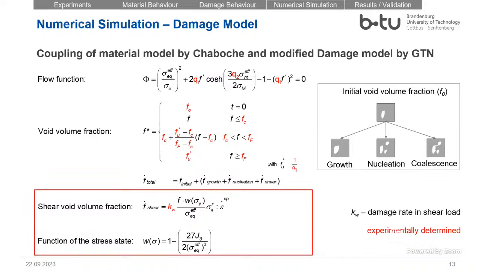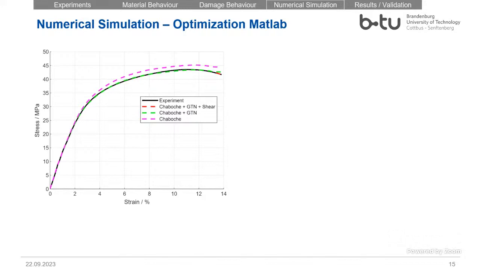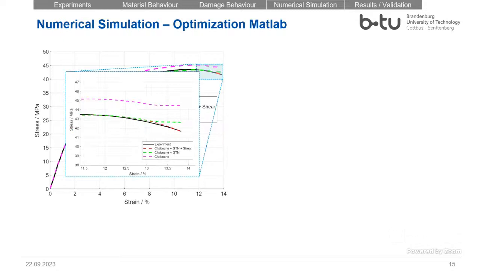Now the question was, how do the results look when we use all of this, because we have to determine all the parameters of both models. We started with the optimization first in MATLAB, and you can see the experiments, the black line, then the normal Chaboche model without any damage model, coupled with Gurson-Tvergaard-Needleman, and coupled with the shear model. When we focus on the end of the experiment, you can see that with the shear model we have a better agreement at the ending, of course for the damage part.